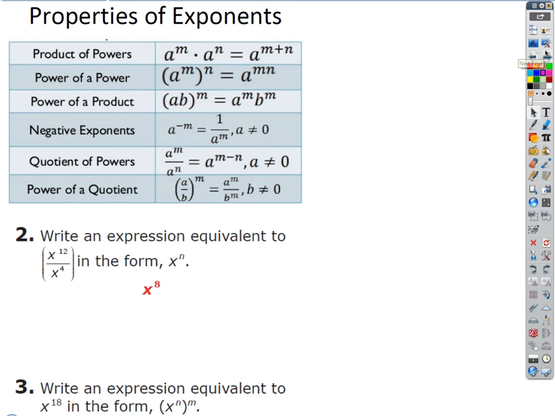We've done a lot of properties of exponents stuff. This is not going to be given to you on the test. I'm just putting this up here to remind you. So if we divide like bases, the quotient of powers, we subtract the exponents. So that's just going to be x to the 12 minus 4, x to the 8th. That's all they wanted, to write it in that form, x to some power. Okay, good.